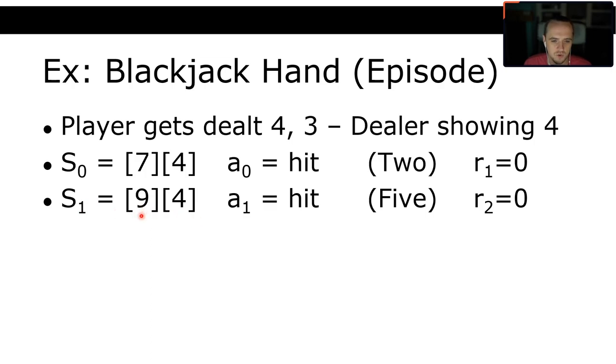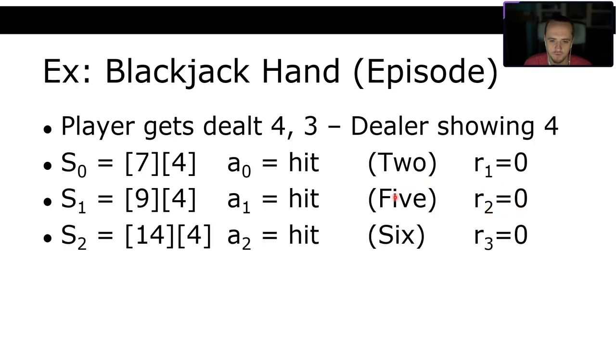So I have 9, which is less than 17, so I'm going to choose the action of hit. So let's say I get a 5, and of course this is not a terminal state, so my reward is 0. So if I got a 5, now my sum is 14.